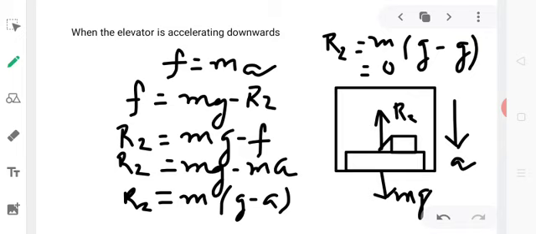One more situation I would like to discuss at this point: when downward acceleration is greater than g. Let's suppose the elevator starts accelerating downwards with an acceleration greater than the value of acceleration due to gravity. That is, a is greater than g. Then what should happen? In that case, R2 will be equal to m times (g minus a), that is, R2 becomes negative. Apparent weight of the person becomes negative. In that event, the person will rise from the floor of the lift and stick to the ceiling of the lift.